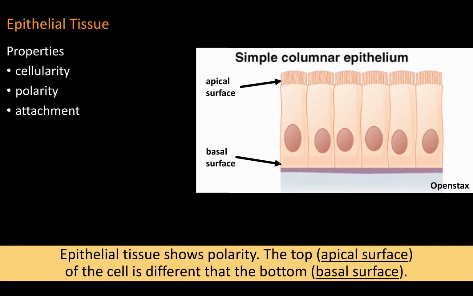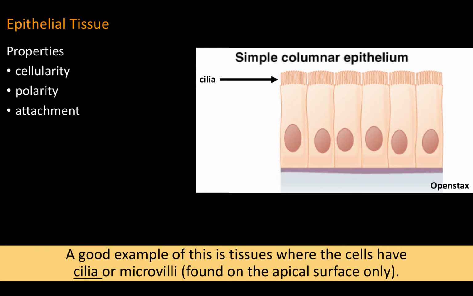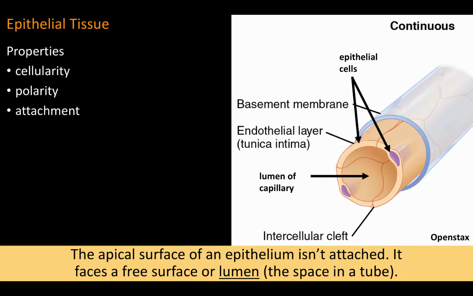Epithelial tissue shows polarity. The top, apical surface, of the cell is different than that of the bottom, basal surface. A good example of this is tissue where cells have cilia or microvilli, found on the apical surface only. The apical surface of an epithelium isn't attached. It faces a free surface or lumen, the space inside a tube.